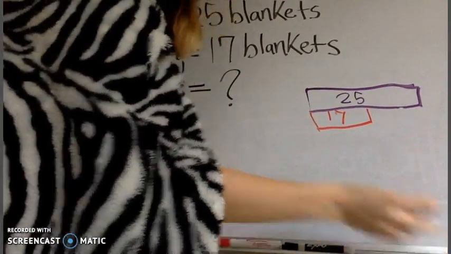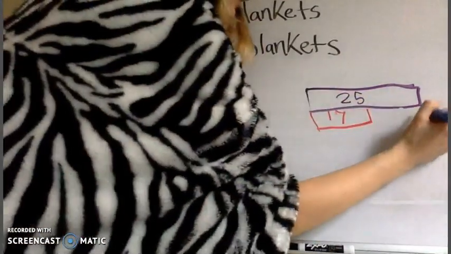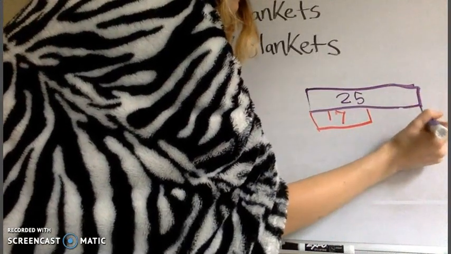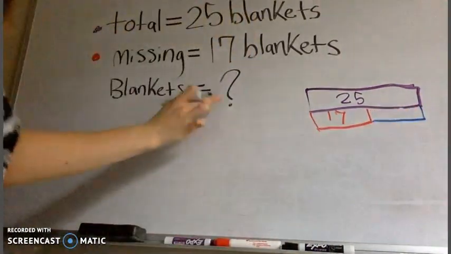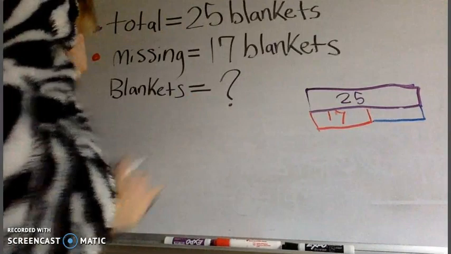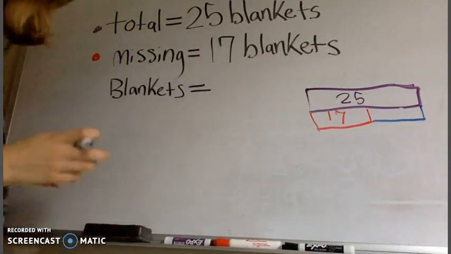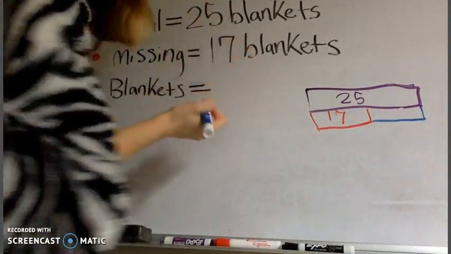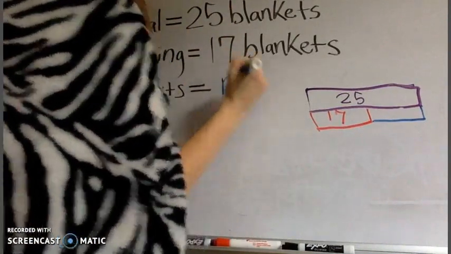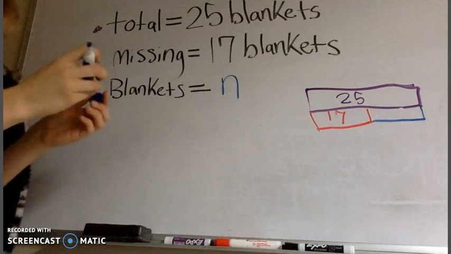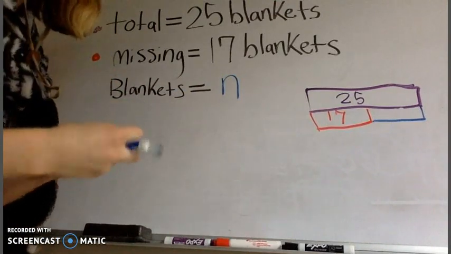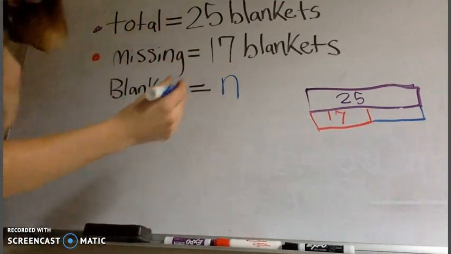Okay, I don't know how many blankets were left after 17 of them went missing. So instead of a question mark, I'm going to put a variable, because you will use variables through 5th grade and through middle school and high school. So we'll get used to them now. N will be my variable for the number of blankets that we're trying to figure out what are left.